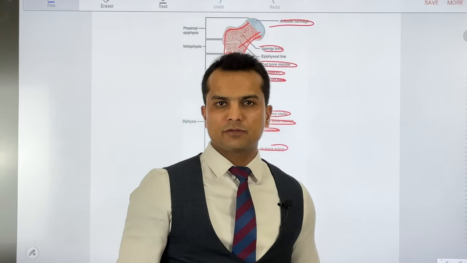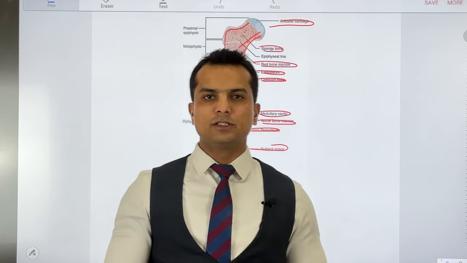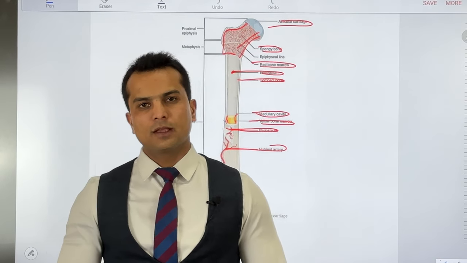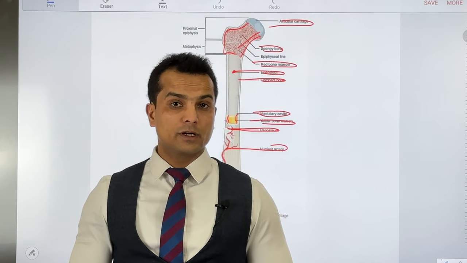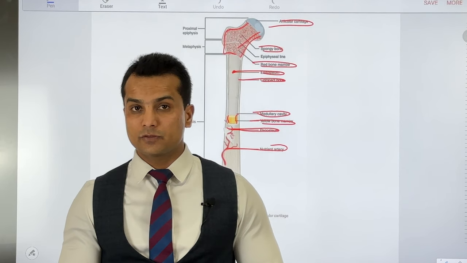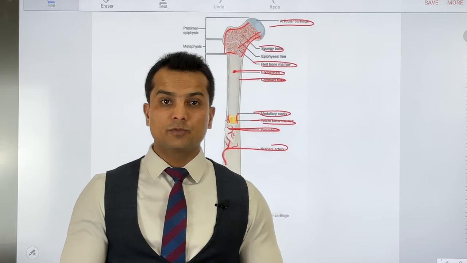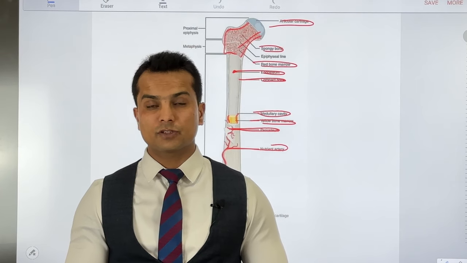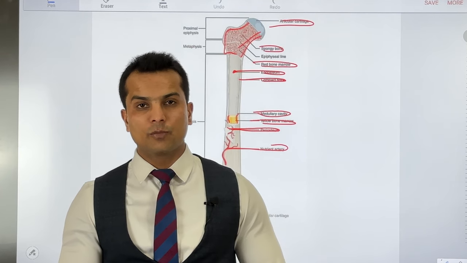So the basic purpose of this lecture was to give you a general concept about ossification: how many types of ossification there are in your body, what is the difference between primary ossification center and secondary ossification center, what is the difference between intramembranous and endochondral ossification, and what is the difference between yellow marrow and red marrow.